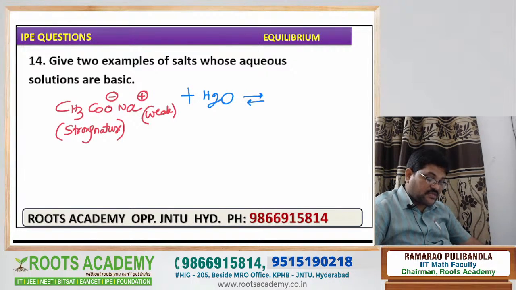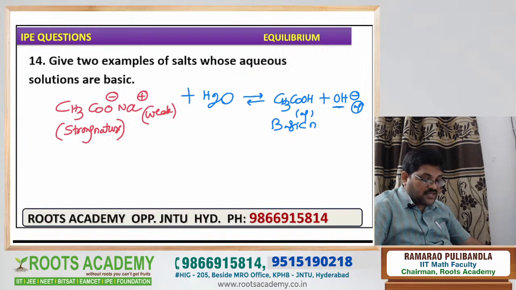Now in the water, H plus ions are there. The stronger nature of the ion is anion. Now the anion of the CH3COO minus combines with H plus ions of the water, and what you get? You get acetic acid aqueous solution plus OH minus ions. In the solution you get OH minus ion. That's why this is what nature? Basic nature. Okay.